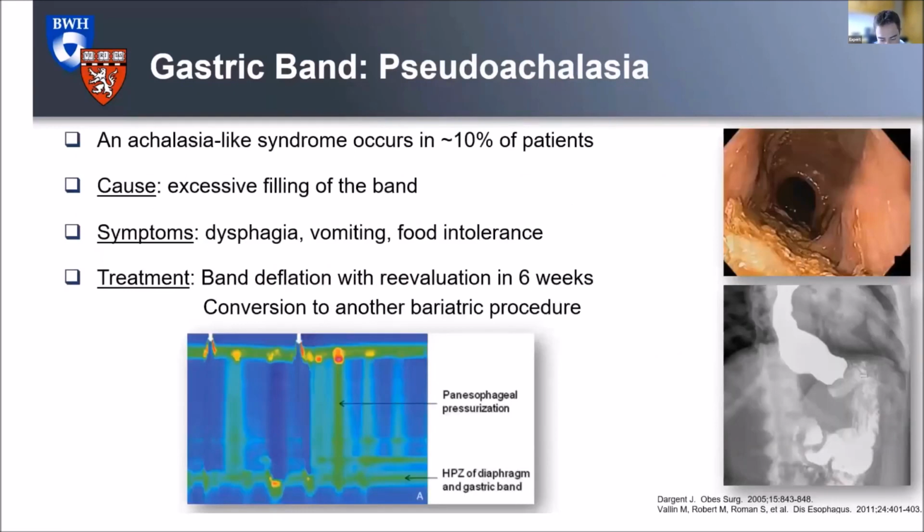What about pseudoachalasia? This occurs in about 10% of the patients with gastric band, and it's due to the band being too tight. So the treatment is to deflate the band and then re-stroke the patient in about 6 weeks or so.